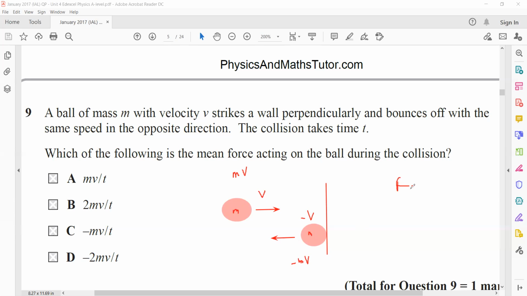You need a force. Force is the change in momentum divided by time. So the change in momentum: the final momentum is minus mv, the initial momentum is mv, divided by time t. So minus mv minus mv, divided by t, will be minus 2mv divided by t. So D is the correct answer. Is it clear? Yeah.